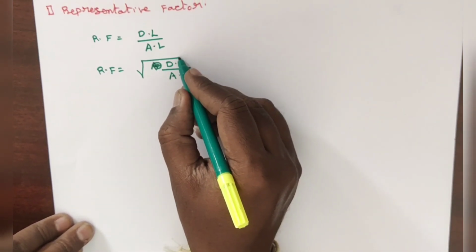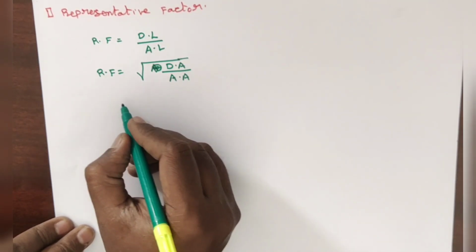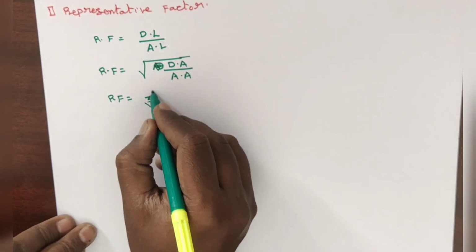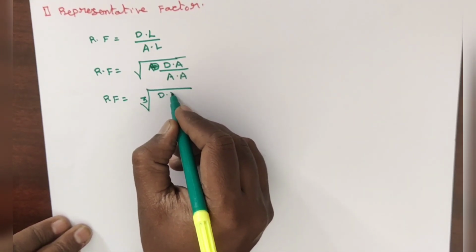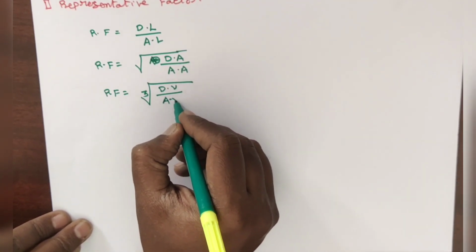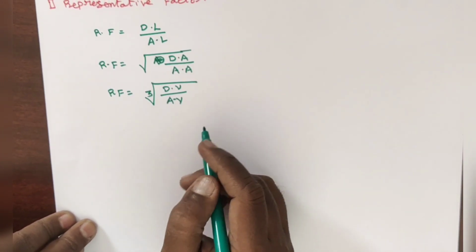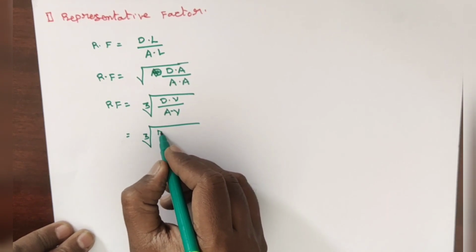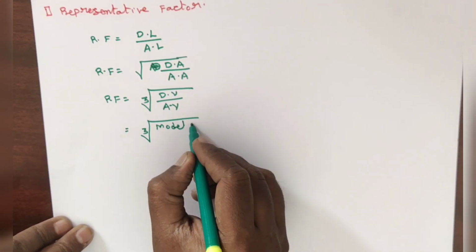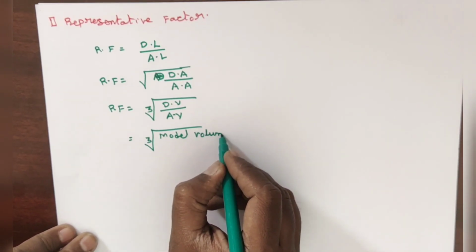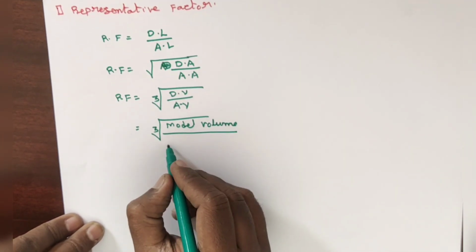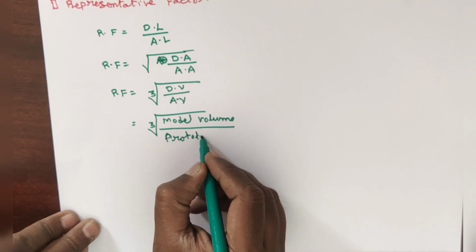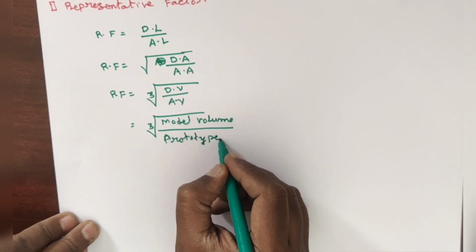So whenever areas are given, we'll use the second equation. What about the third one? Cube root of drawing volume by actual volume. This is there in the textbooks. But the actual formula is cube root of model volume by prototype volume.